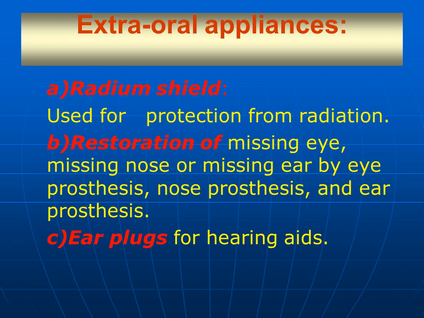Extraoral appliances include radium shields, which are used for protection from radiation, and restoration of missing eye, missing nose, missing ear by eye prosthesis, nose prosthesis, or ear prosthesis. Earplugs, which are used as hearing aids. All these are extraoral appliances.